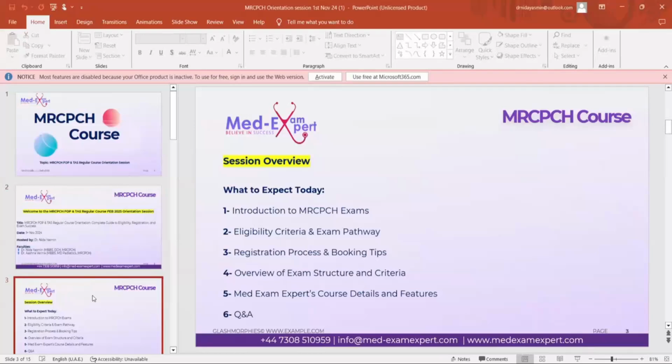In today's session, we will discuss what the exam is exactly, the eligibility criteria, the exam pathway, and how you will register yourself. The main point is how you will book the exam, because nowadays students are facing so many problems and hurdles while booking it. I will give you an overview of the exam structure and criteria, guide you on the pathway, and show how this course will help you pass this prestigious degree. Last but not least, we will have a question and answer session.